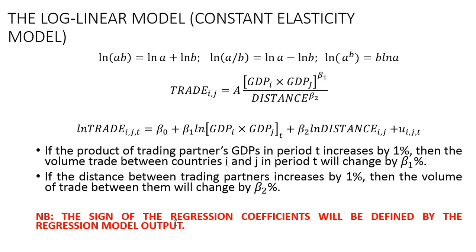Analogously, if the distance between trading partners increases by 1%, then the volume of trade between them will change by beta 2%. If beta 2 is negative, then it will decrease, but I believe you've got this idea. You do not have to do any additional transformations when it comes to the distance variable. It will be just defined by the regression model output.